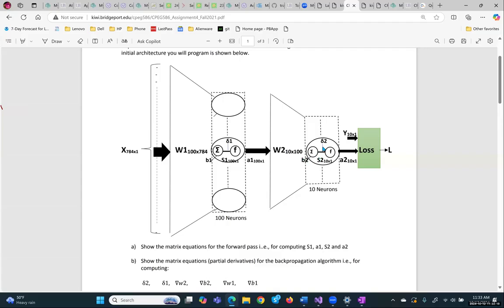What will be the size of B2? 10 by 1. What will be the size of S2? 10 by 1. A2? 10 by 1, right? And then the expected Y will also be 10 by 1. Depending on the loss function, whether we do the cross entropy or the mean squared error, we can easily go through the second layer and compute the loss.